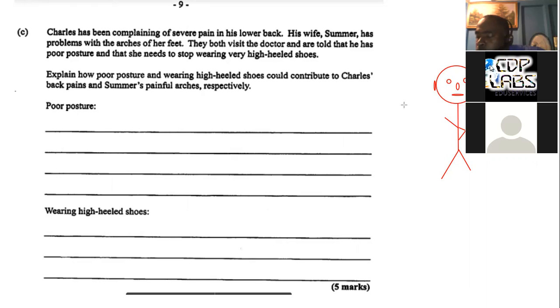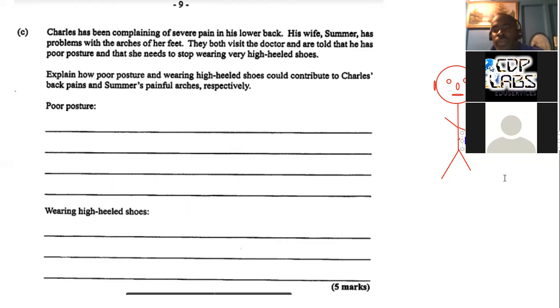The lower back is the vertebral column. But what part of the vertebral column? The lumbar vertebrae. Very good. So you have to make sure you mention that. So it's the lumbar vertebrae. If I'm complaining about the lower back, it is the lumbar vertebrae.